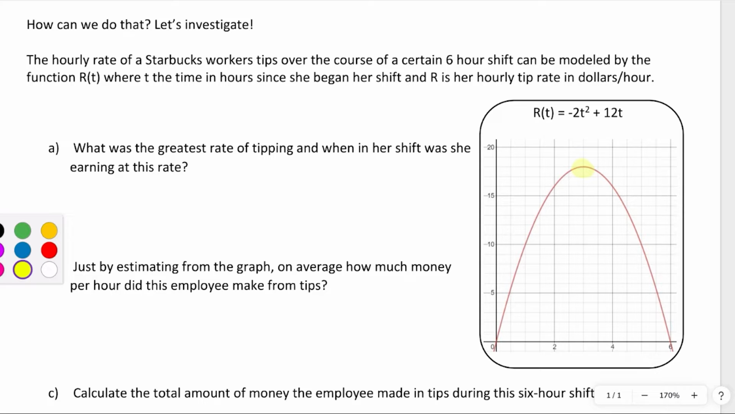So we know it's happening at t equals 3, but what is the greatest rate of tipping? What is the y value of that local max? It looks like it's probably 18, but do we know that for sure? Yes. Okay, you can plug it in. Okay, so we know it's at t equals 3. Now, let's say that it wasn't so, for lack of a better word, obvious. Let's just say maybe it was offset a little bit. How could we find that local maximum using calculus?